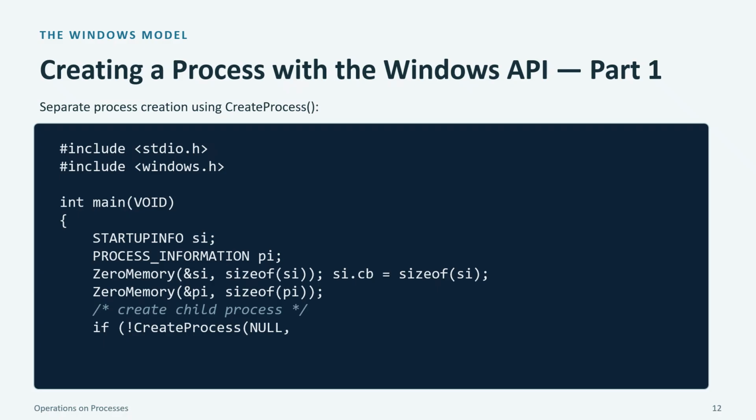The first one is the STARTUPINFO. The second one is the PROCESS_INFORMATION. These structures contain information required for creating and managing the process. We initialize the structure using the ZeroMemory function. Then we call the CreateProcess function. This function is used to create a new process. So the important point is that Unix commonly uses fork and exec, while Windows provides CreateProcess for explicit process creation.